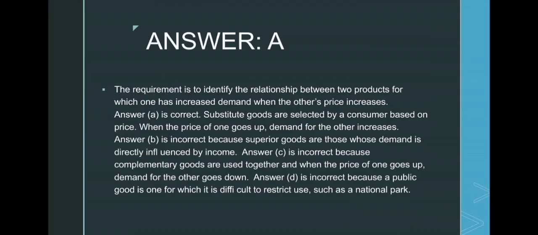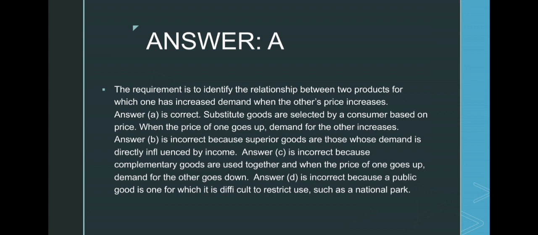So the answer to question number 16 is letter A. Here, we identify the relationship between two products for which one has increased demand when the other's price increases. Answer letter A is the correct answer because substitute goods are selected by a consumer based on price. When the price of one goes up, demand for the other increases.